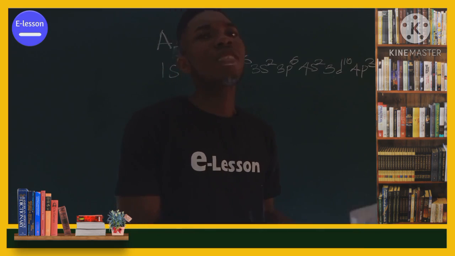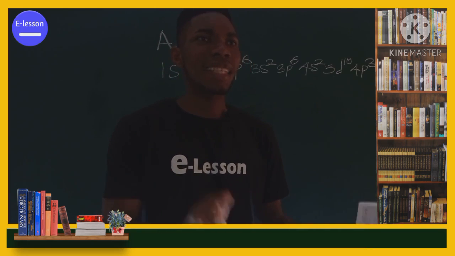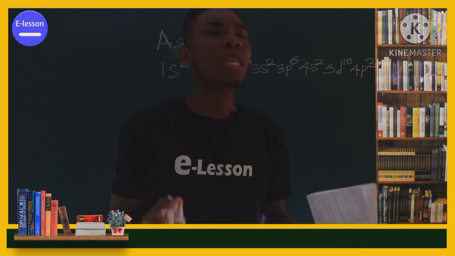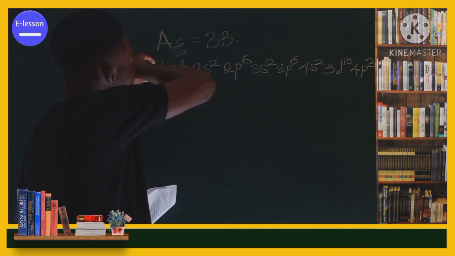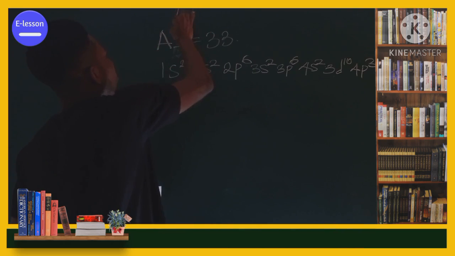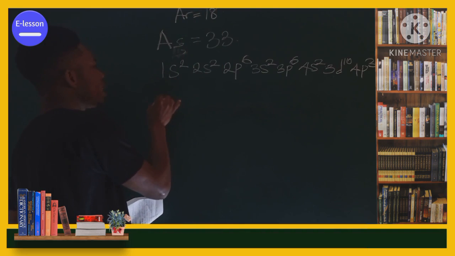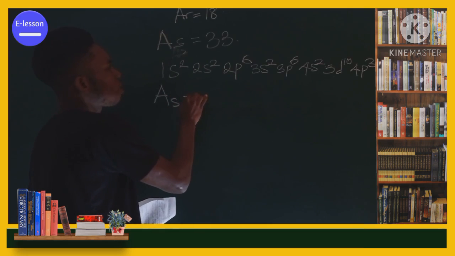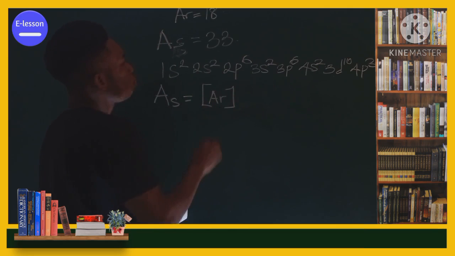Now, in that case, you look for the noble gas that is closest to arsenic, and then from there you'll be able to write the electronic configuration. The noble gas closest to arsenic is argon, with atomic number of 18. So what you are going to do is to write the condensed electronic configuration. You write arsenic is equal to, you put argon in bracket, then you cancel 18 from this long electronic configuration.